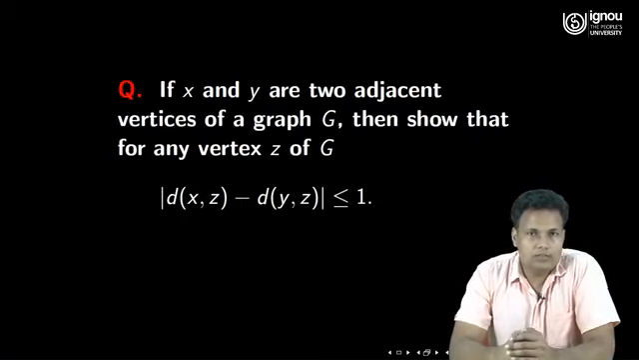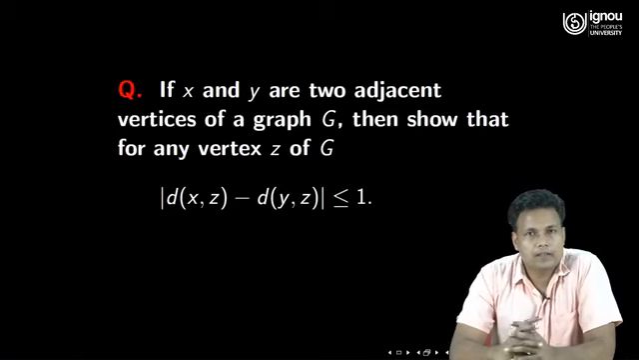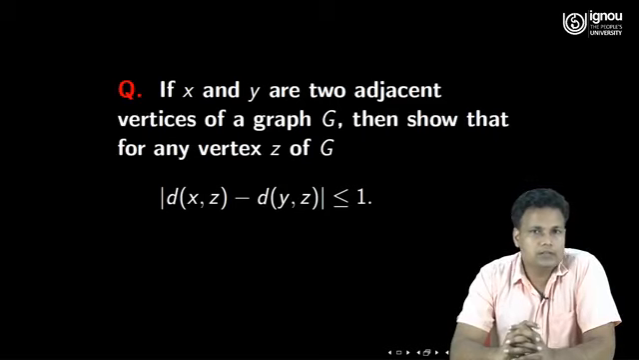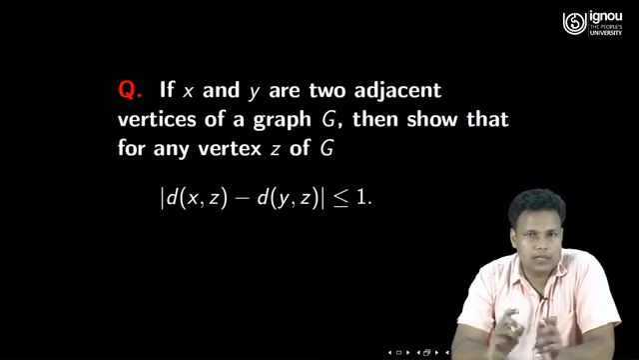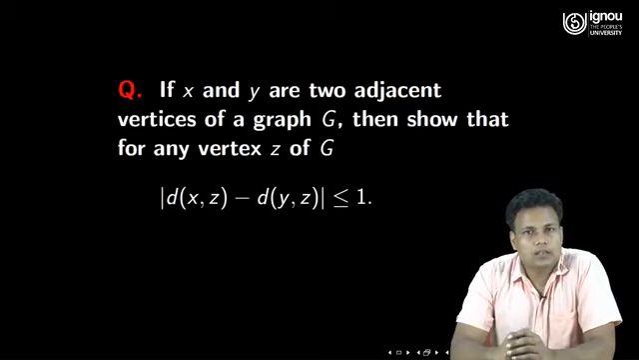Let's now look at some questions. If x and y are two adjacent vertices of a graph G, then for any vertex z of G, the absolute value of the distance between x and z minus the distance between y and z is less than or equal to 1. We shall prove it using the triangle inequality, and all these properties we have just seen.